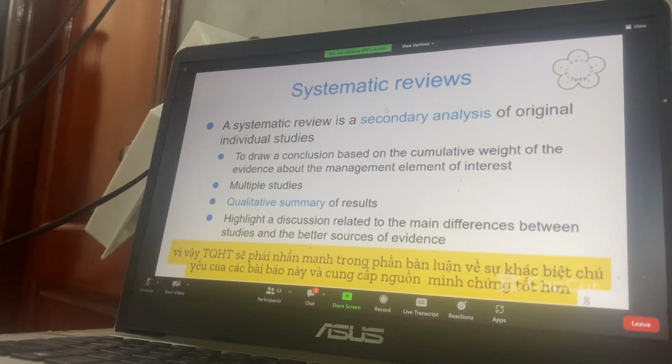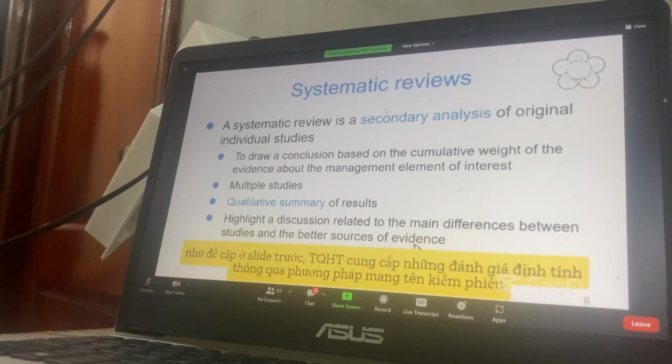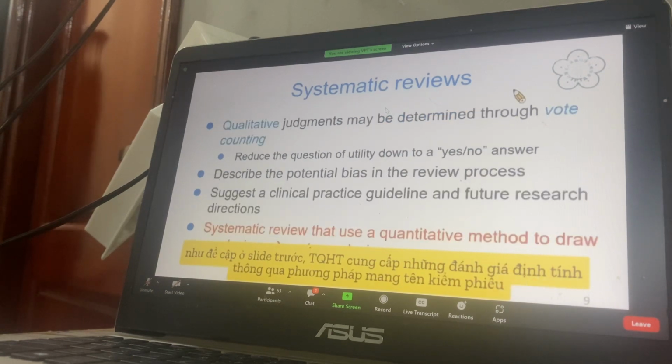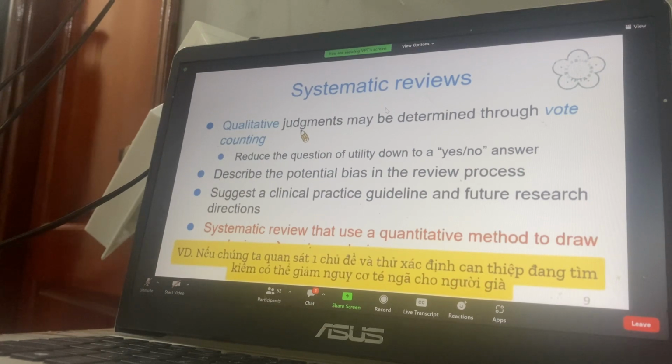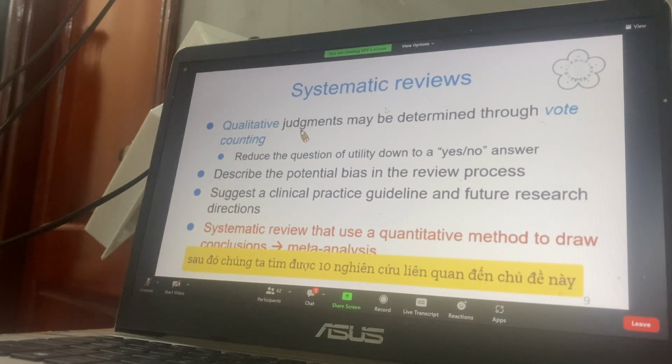So a systematic review would highlight a discussion related to the main differences between studies and provide a better source of evidence. As mentioned in the previous slide, a systematic review provides a qualitative judgment through the method of vote counting. So for example, if we look at the topic of whether a certain intervention can reduce fall risk for elderly, and we found 10 articles related to this topic, then we reduce the question of utility down to a yes-no answer.